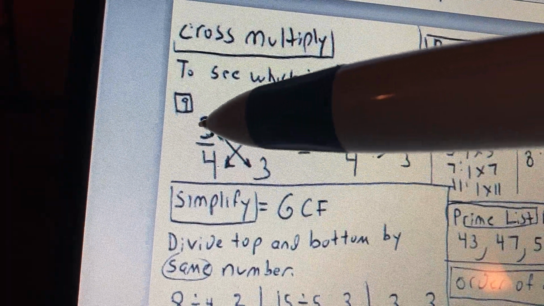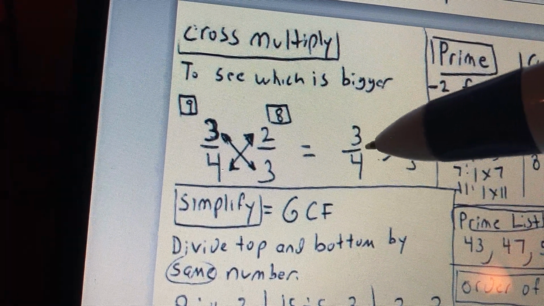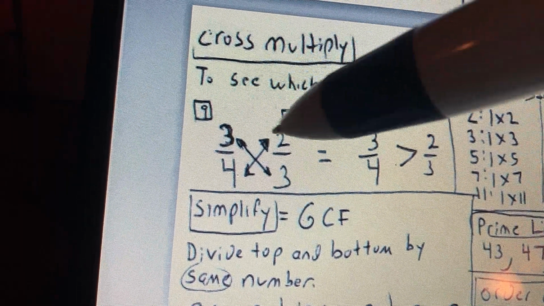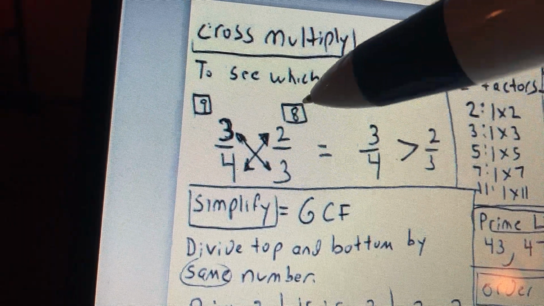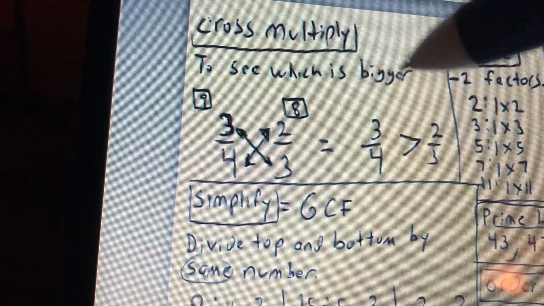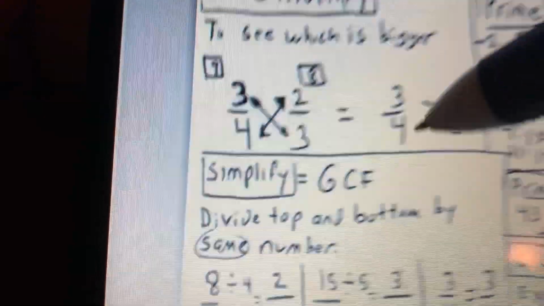You're not multiplying, you're cross multiplying to see which is bigger. If you cross multiply, you would go from this denominator to that numerator, giving you a 9, and this denominator to that numerator, giving you an 8. 9 is bigger than 8, therefore 3/4 is greater than 2/3.